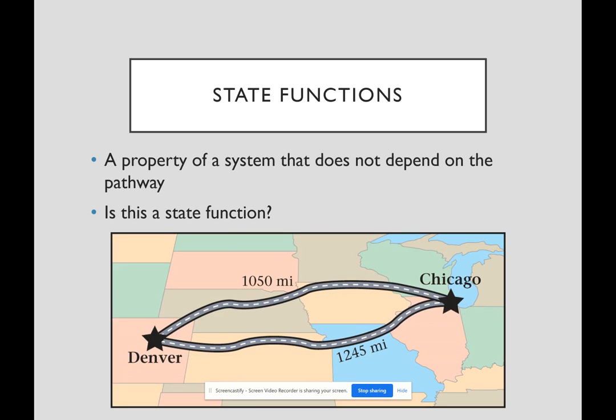A state function is a property of a system that does not depend on the pathway. So if I'm traveling from Chicago to Denver and I take the northern route, it's 1,050 miles. If I take the southern route, it's 1,245 miles. This is not a state function because depending on the pathway, I have a different value. I have a different amount of miles that I am traveling. So that is not a state function.